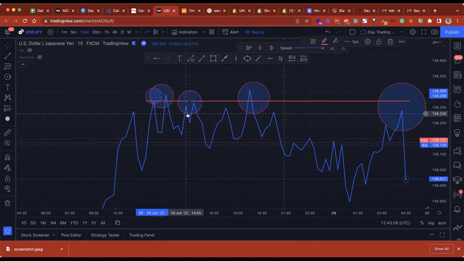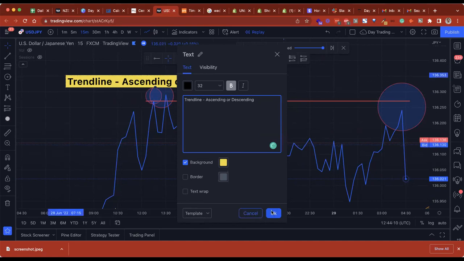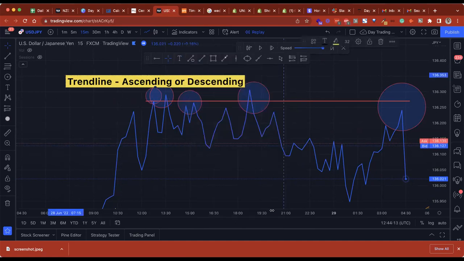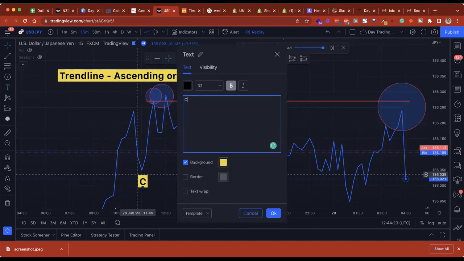Okay, so a trend line is ascending or descending. Let me draw that right here for you. A trend line is ascending or descending. Ascending means going up, descending means going down. Okay, that's a trend line for you. Now, a horizontal line means that the market is consolidating, or ranging. It's another word for it, ranging.